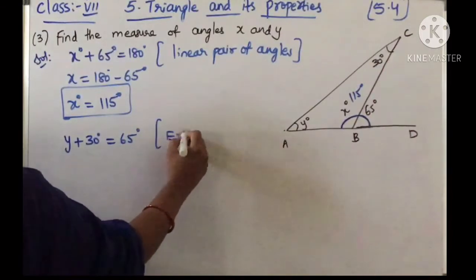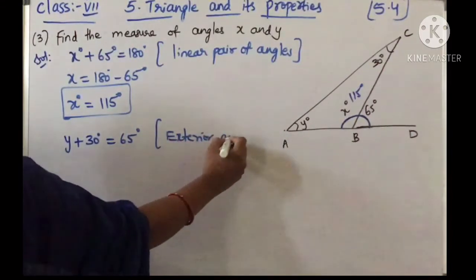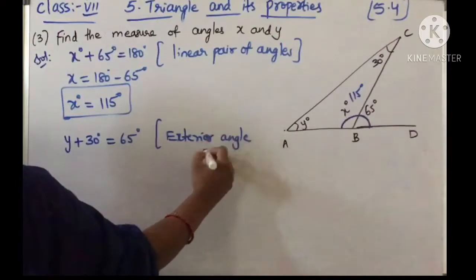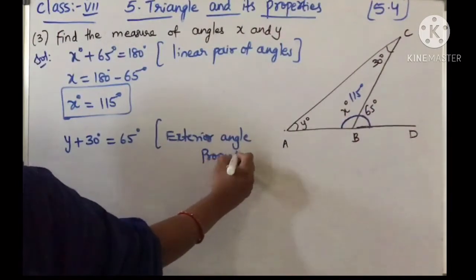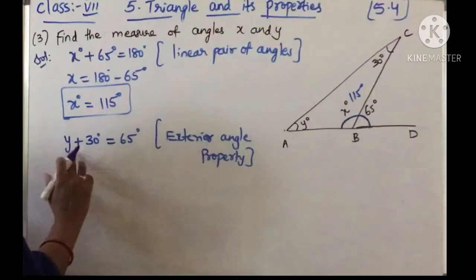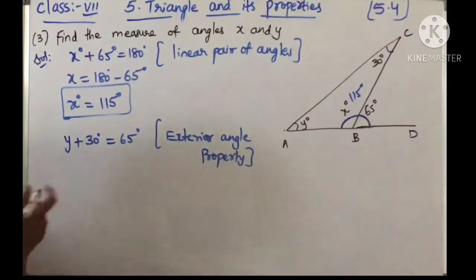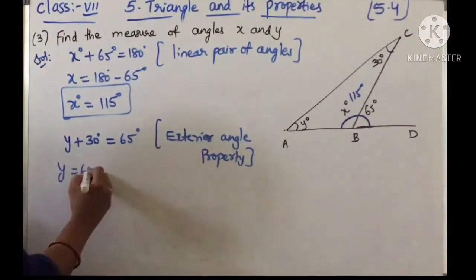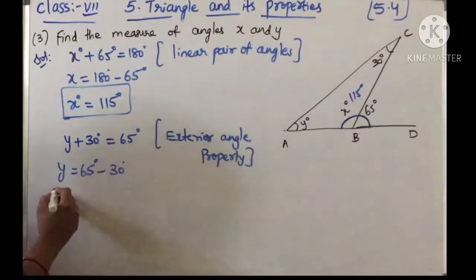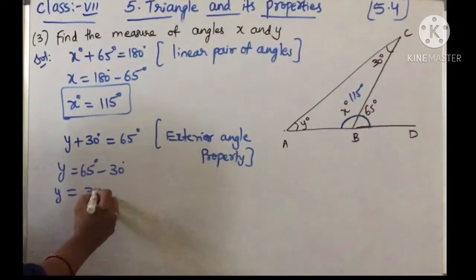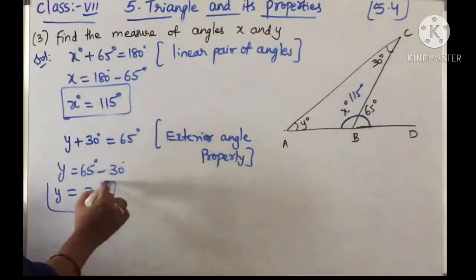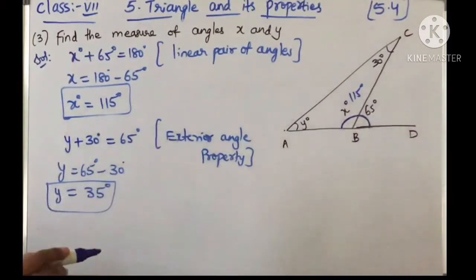This is nothing but the exterior angle property, meaning the exterior angle is equal to the sum of the two interior opposite angles. Now what is y here? 65 degrees minus 30 degrees, so y is 35 degrees. Either you can do this method or you can take the angle sum property of triangle ABC.